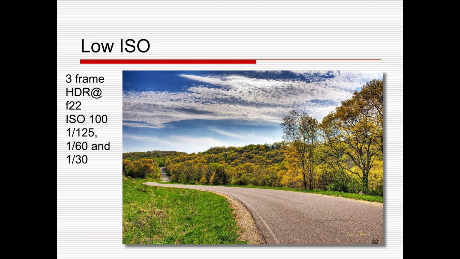This is an example of shooting at low ISO. We have nice, clean tonalities. The colors look as you would expect them to look. We don't see any noise in this image.